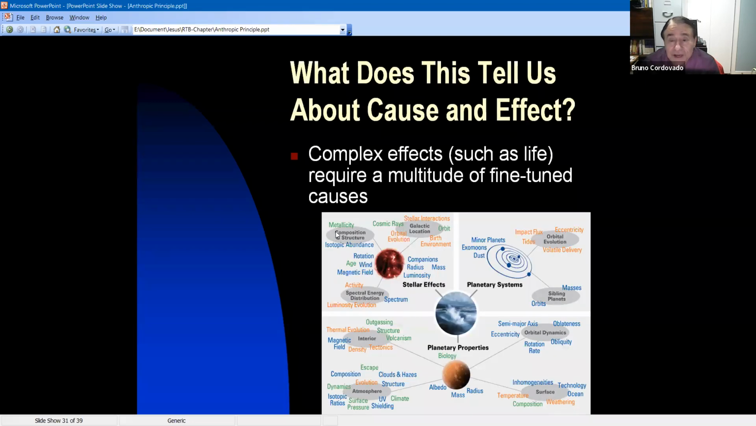So what does all this tell us about cause and effect? We know that because life requires a whole series of fine-tuned parameters, it means, I think this applies to anything in life, that when you have a complex effect, it requires a multitude of fine-tuned causes. Here's a chart that I got from a website. I don't think whoever designed this is Christian, but they made this chart that shows all the different things you need for a habitable planet. And this applies, I think, to other areas as well.